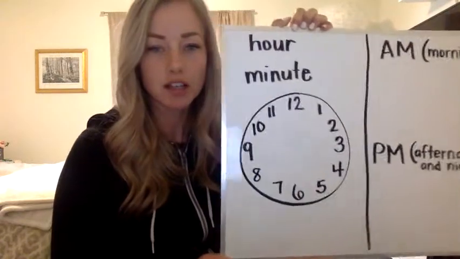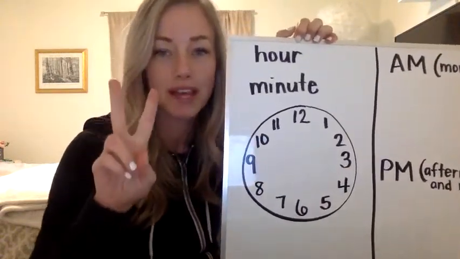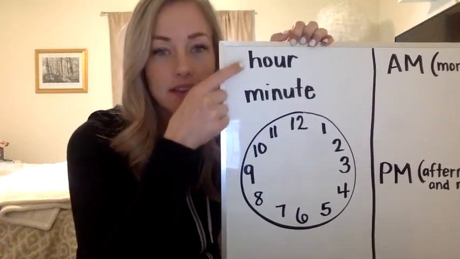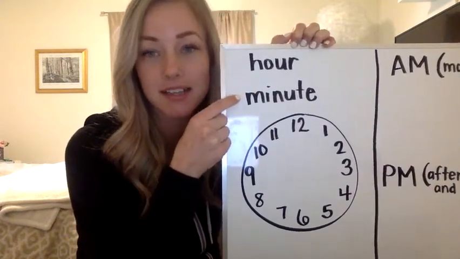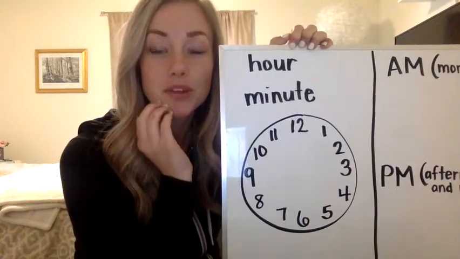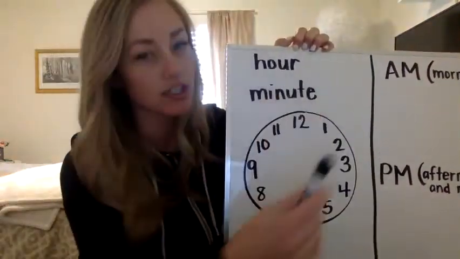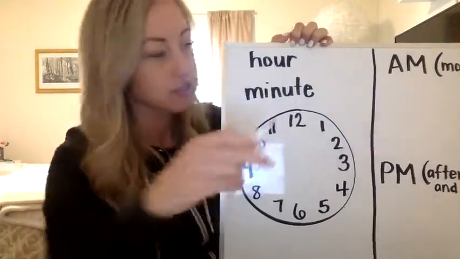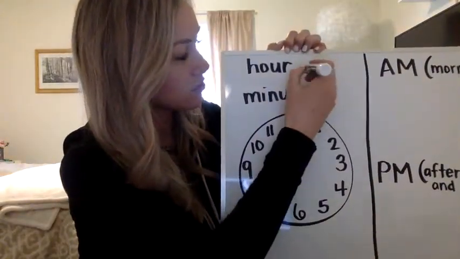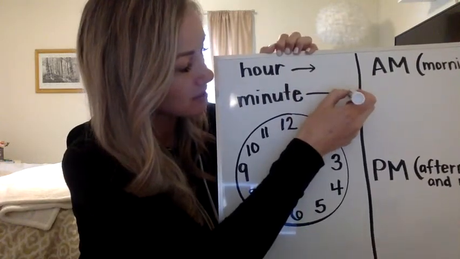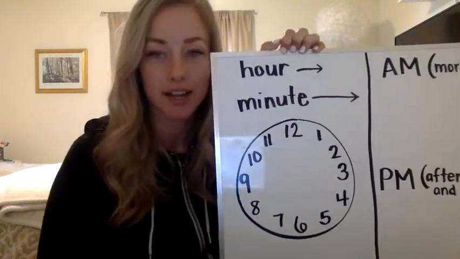So when you look at a clock, there's always going to be two hands on it, okay? One of the hands is going to tell you the hour, and the other hand is going to tell you the minute. Now, the way that you can remember which hand is which, the word hour, if you look, is shorter than the word minute. So the hour hand is going to be the short hand. Then the minute hand, since the word minute is longer, is going to be the longer hand.